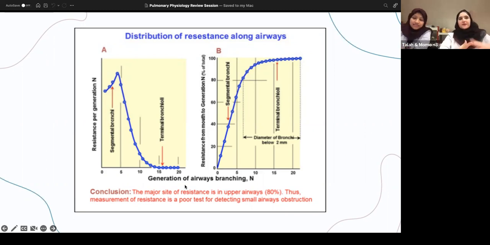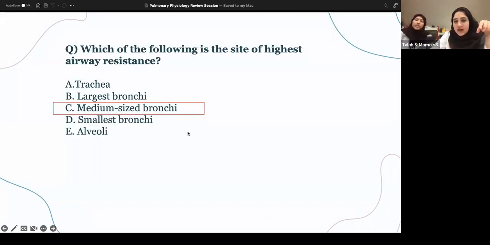So basically, the resistance is highest in the middle. It builds up until it reaches its maximum, which is in the middle of the airways, and then it decreases rapidly. The main idea, guys, is that you just have to know where the highest resistance is, which, as we said, is in the medium-sized bronchi.